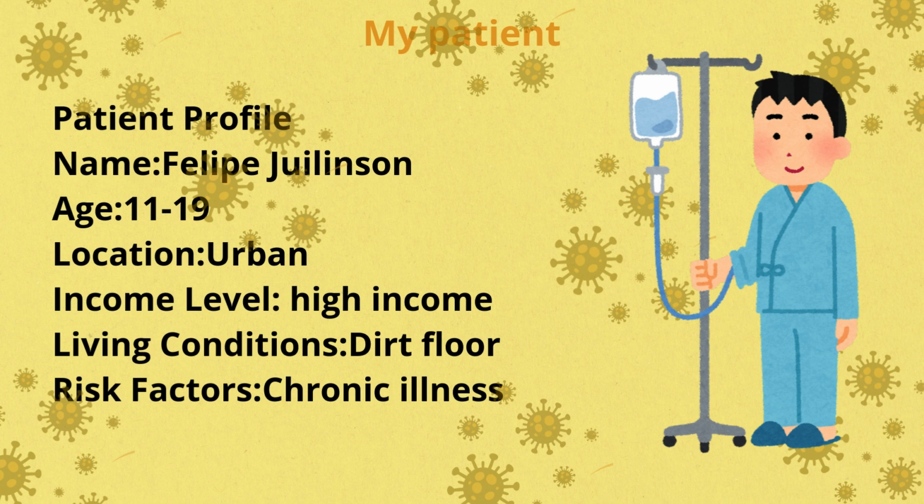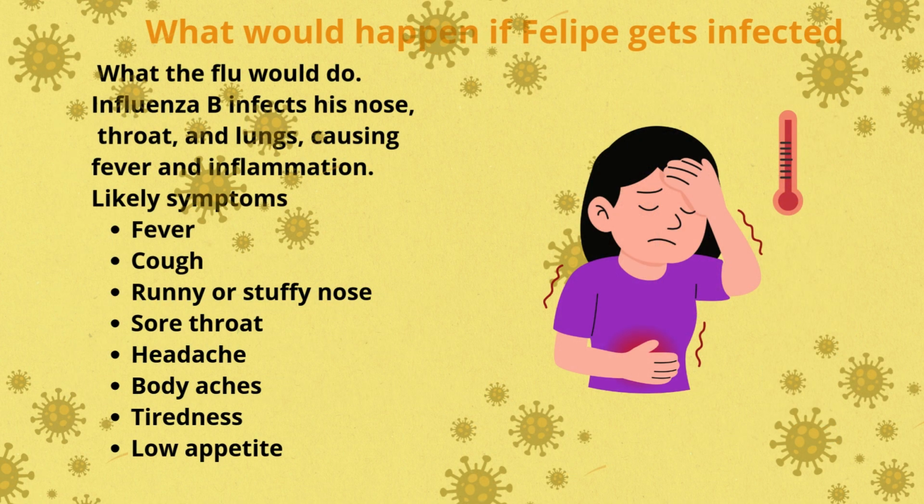Patient profile. Name: Felipe Drillinson. Age: 11 to 19. Location: urban. Income level: high income. Living conditions: dirt floor. Risk factors: chronic illness. If Felipe gets infected, influenza could infect his nose, throat, and lungs, causing fever and inflammation.